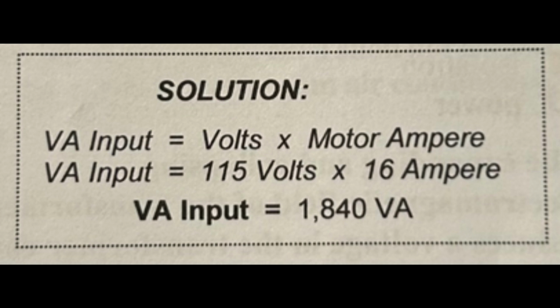Question 44. The input volt ampere of a 1 HP, 16 ampere, 115 volt single-phase motor is 1840 VA. A 1 HP motor, 16 amps, at 115 volts on single phase has a VA input of 1840.